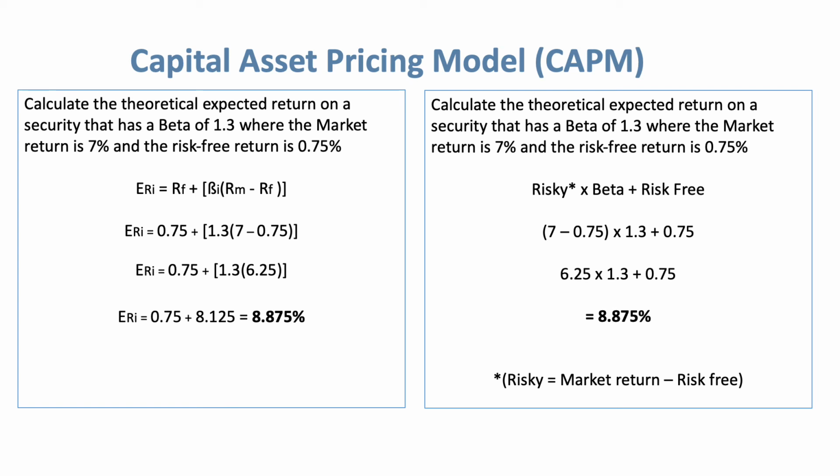Now on the right hand side, I have also shown here a somewhat easier, in our eyes, way of calculating this. And that is to not remember the formula, but to remember risky times beta plus risk-free. And that's got a certain ring to it, I guess. Risky times beta plus risk-free. So work out the risky element of the return by taking away the risk-free from the market return. 7 minus 0.75. The risky element of our return is 6.25. Multiplied by beta, 1.3, and add back in the 0.75. You get exactly the same answer, 8.875%.